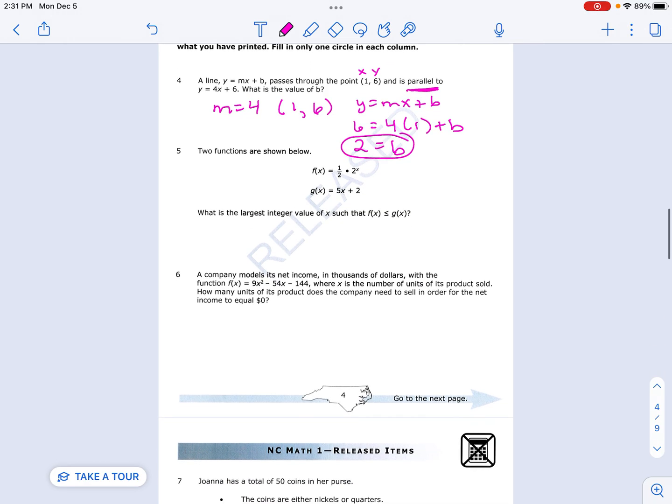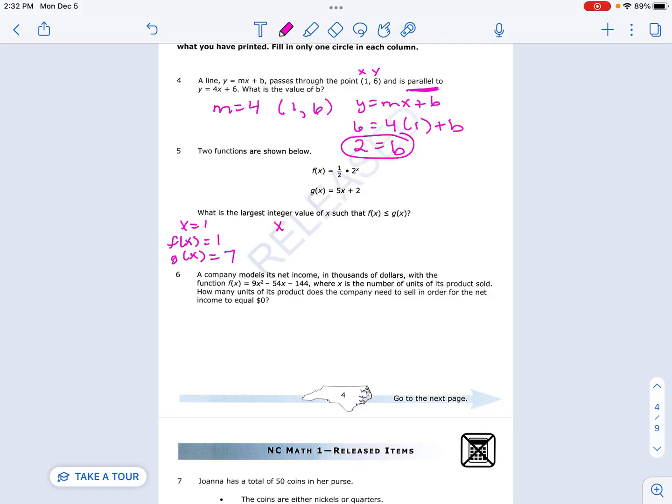Okay, number 5, where it says, where is f of x less than or equal to g of x? So first, find when x is 1. So when x is 1, f of x, we plug in 1. So 2 to the first is 2 times 1/2 is 1. And then you plug in 1 for g of x. 5 times 1 is 5 plus 2 is 7. So you can see that f of x is less than or equal to g of x, but it wants the biggest value. So I would just go ahead and jump around a little bit.